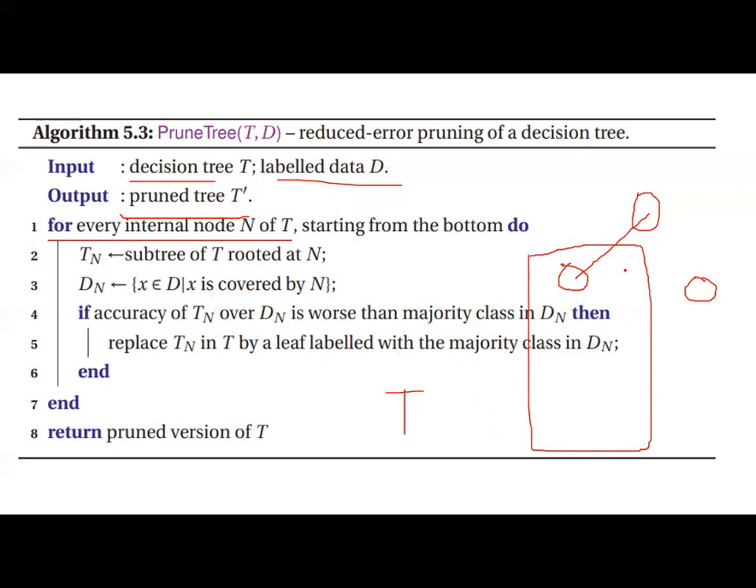X is also covered in this subtree. If the accuracy of Tn over Dn is worse than the majority class in Dn, then replace Tn. But this is very important, my dear friends. The accuracy of Tn may be calculated by using Gini index or entropy or something like that, and over Dn.